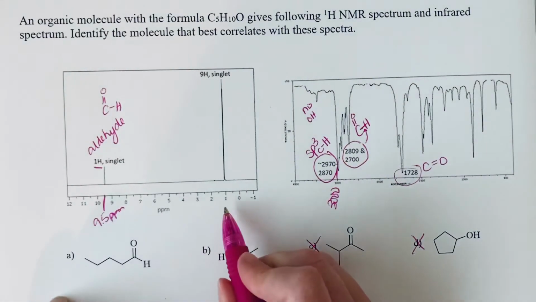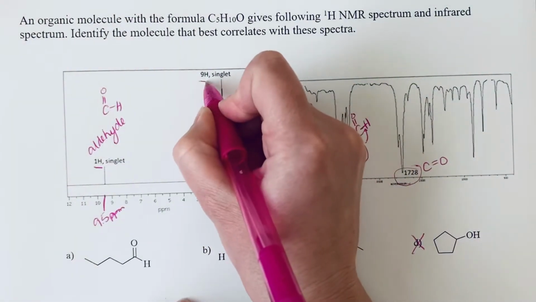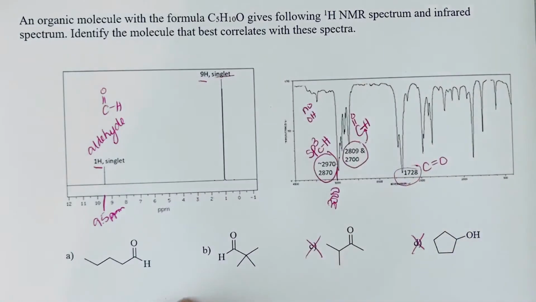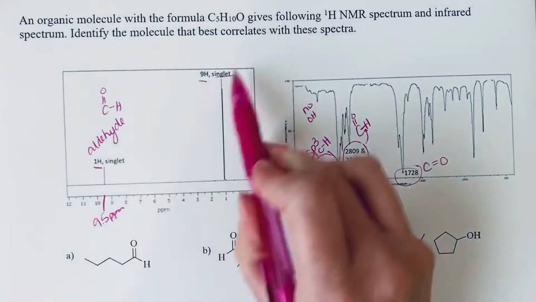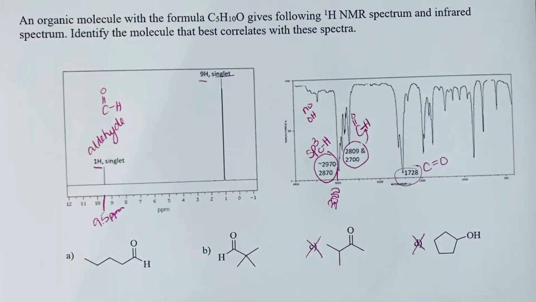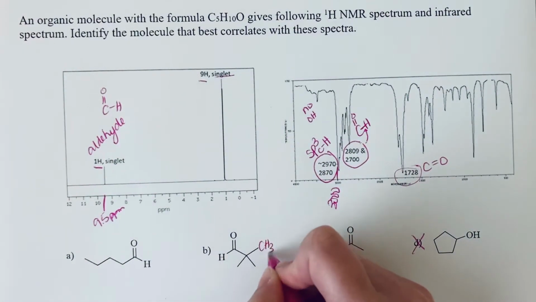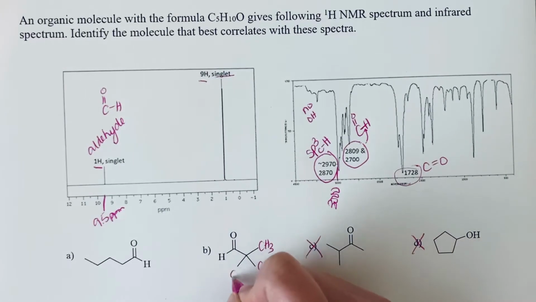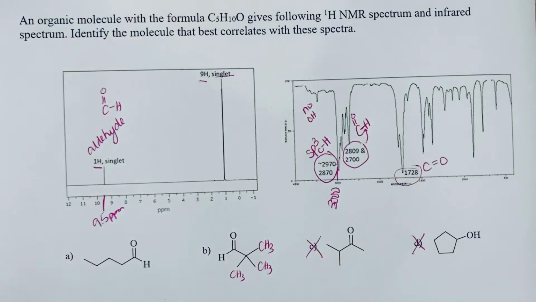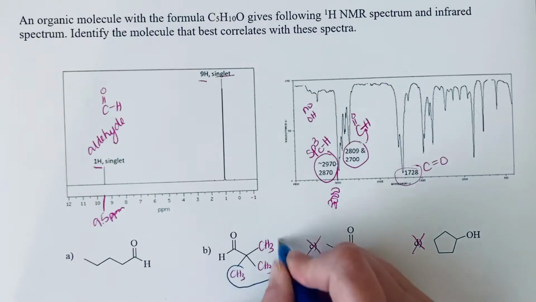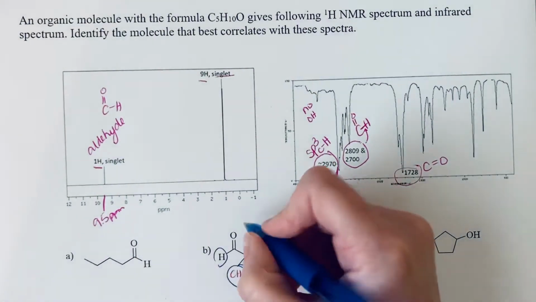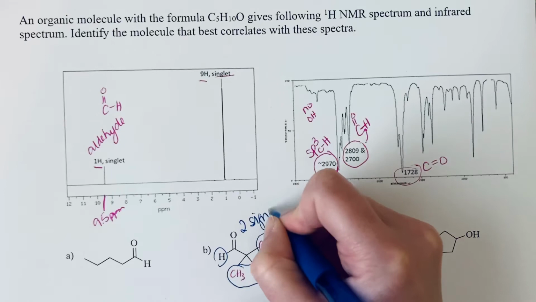And then down around 1, we have 9 equivalent hydrogens, and it's a singlet. So we only have 2 signals in this NMR spectrum. Recognizing that we see 2 signals might be enough, because we would expect for this molecule B that all of these methyl groups are equivalent. So that would be 1 signal, 2. We'd expect to see only 2 signals in the proton NMR.